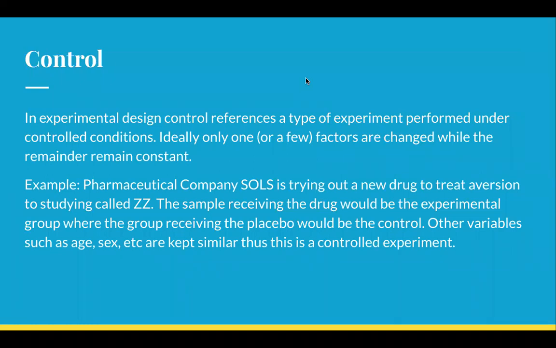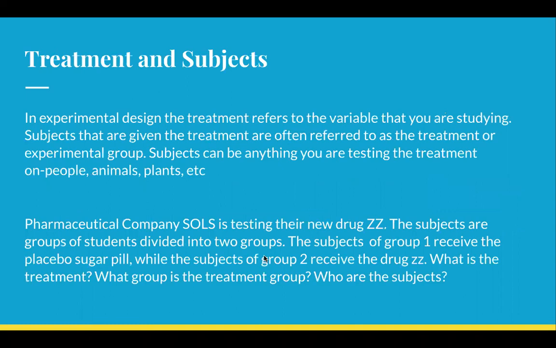So the sample of people receiving the drug would be the experimental group, whereas the group receiving the placebo would be the control group. And then other variables, like I said, such as age and sex, are kept similar to control for miscellaneous variables, because we don't want that to impact our treatment group. And then treatment and subjects.